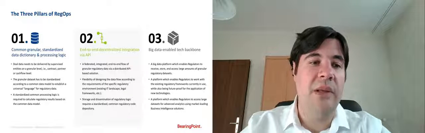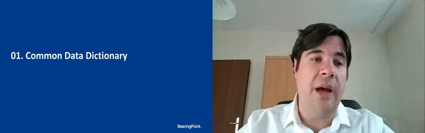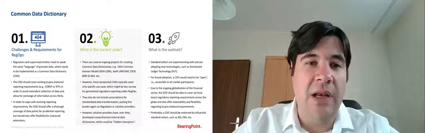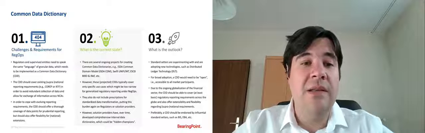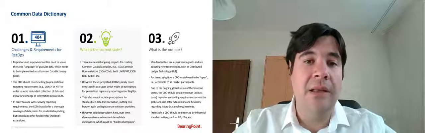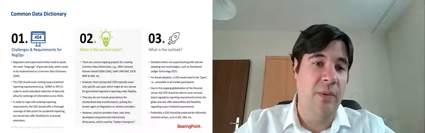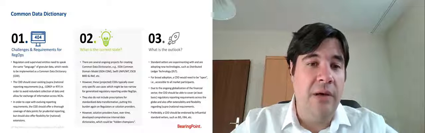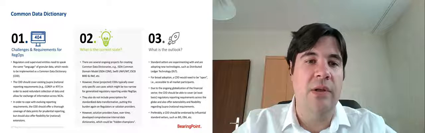So let's get back to the first pillar of RegOps, the Common Data Dictionary, the unified language both sides of the market speak. So what are the challenges and requirements for this Common Data Dictionary that arise from RegOps? As I have already said, regulators and supervised entities need to speak the very same language of granular data, and this language needs to be implemented in the CDD. The CDD should cover existing national and supranational reporting requirements, such as COREP or FINREP, for example, in order to avoid redundant data collection and also to allow exchange of data between different NCAs across borders.